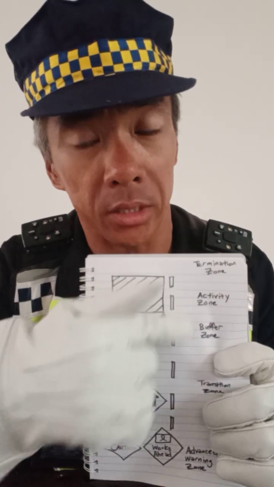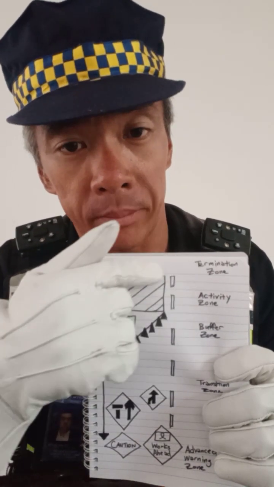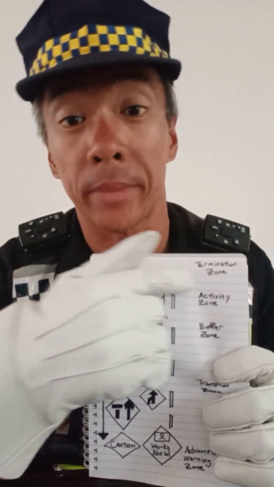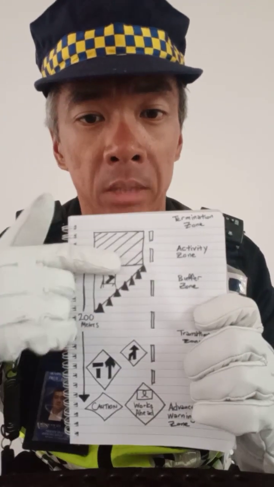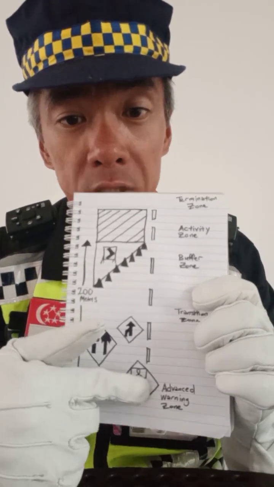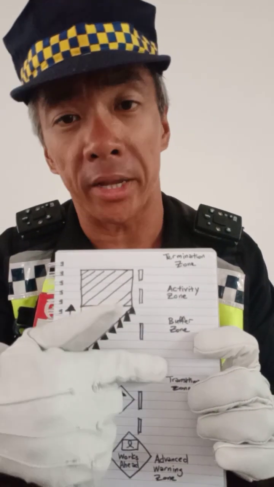Once they pass out from the termination zone, traffic flow resumed back to normal. Okay, so this is a very typical layout. 5 zones: advanced warning zone, and then the transition zone for you to plan your route.